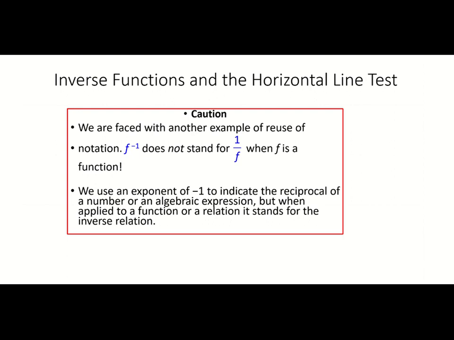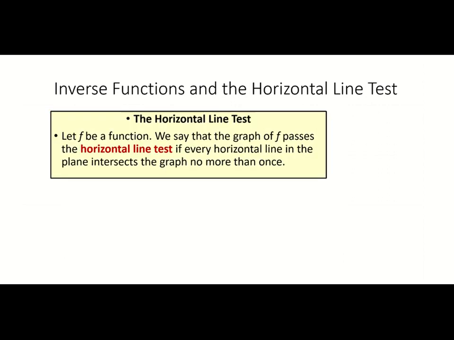Now, one word of caution. F of -1 is a notation to denote that it's an inverse, not that you should flip it and make it 1 over f for the exponent. It's not a negative exponent. It's just a notation that we use to indicate that it is an inverse, not a negative exponent.